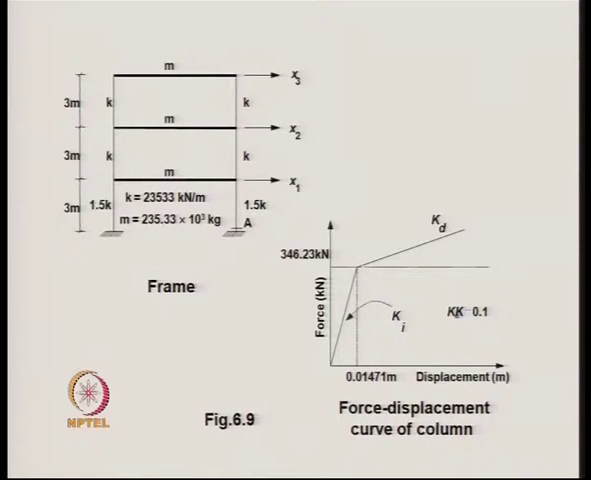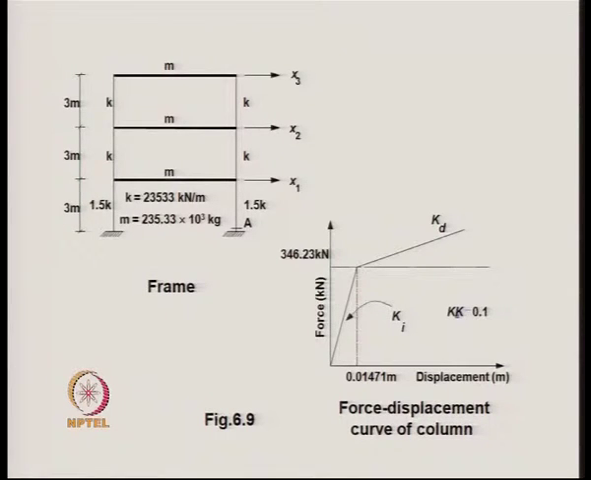This is a shear frame, and therefore only the columns are yielding. At the bottom columns the stiffness is 1.5 K, and in the upper two columns the stiffness is K. The displacements are x1, x2, x3; no rotation is involved. The values of mass and stiffness are given, and at cross section A we wish to find the time history of the bending moment. The two cases of the behavior of the column are shown with the help of the force-displacement curve of the column.